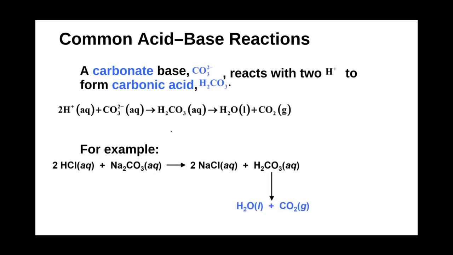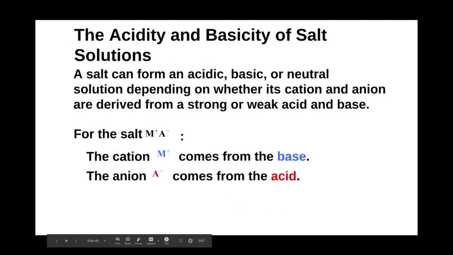Another common reaction we see is a carbonate base, CO3 2-, reacting with two protons to form carbonic acid as well. So two protons reacting with carbonate, forming H2CO3, which can then decompose into H2O and CO2. We can look at this as an example: two hydrochloric acids reacting with sodium carbonate, producing sodium chloride and carbonic acid. And remember, carbonic acid can then dissociate into water and CO2 as well. Carbonic acid is a relatively weak acid.